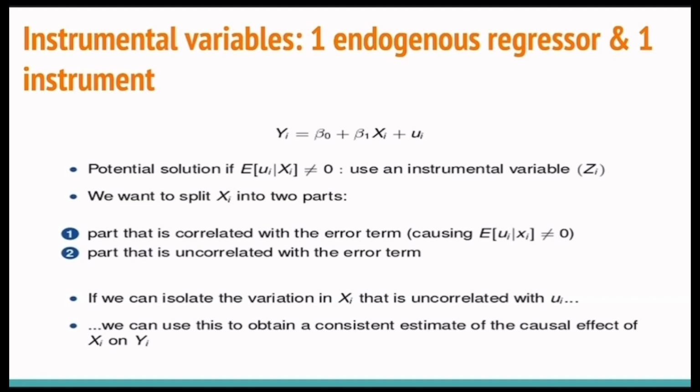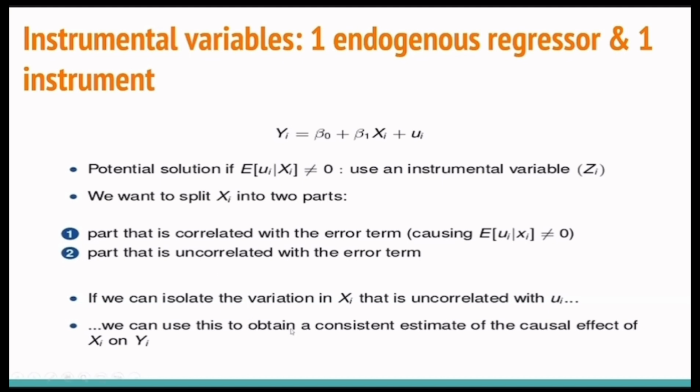I'm going to repeat that again. The instrumental variable Z will split the predictor, the explanatory variable Xi, into two parts. In one part, the predictor is correlated with the unobserved, and in the second part it is not correlated. What we actually need is the part that is not correlated with Ui, the random component of the model.